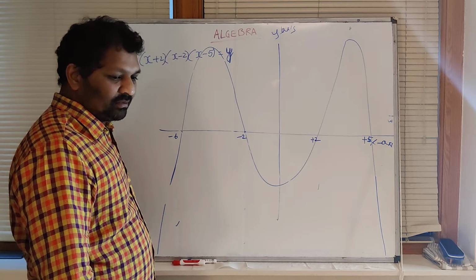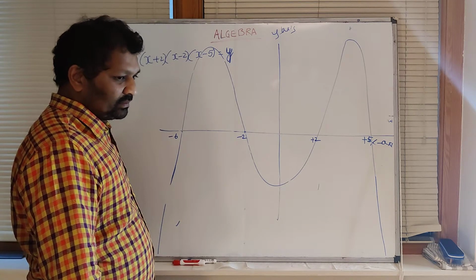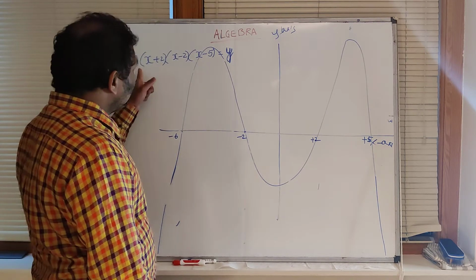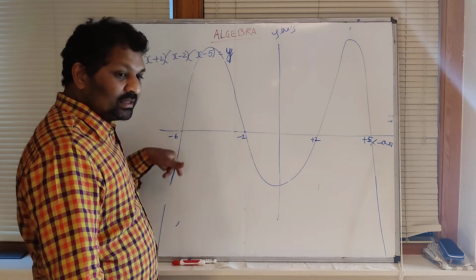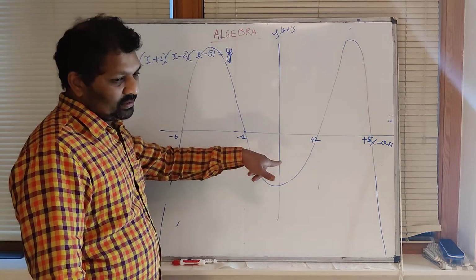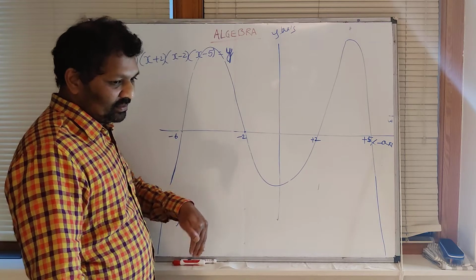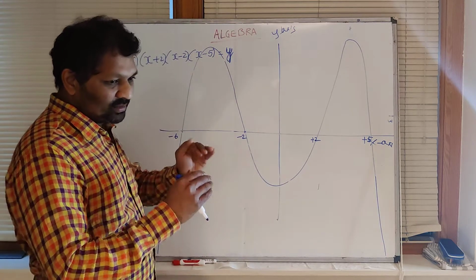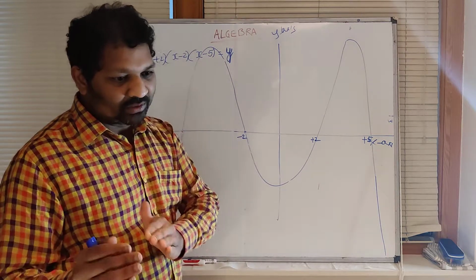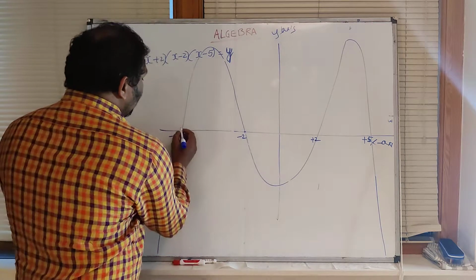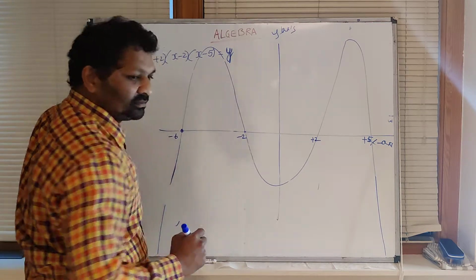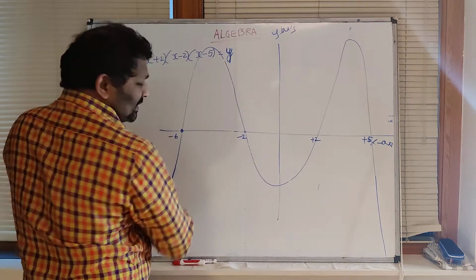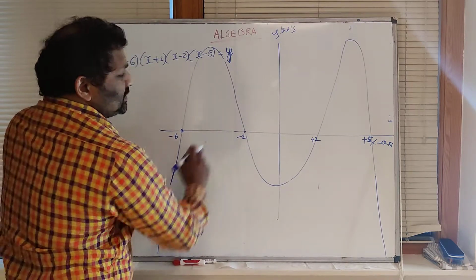Maximum factors it has. And that maximum power also represents how many roots it can have. What's the difference between a factor and a root? A root is the point at which it is meeting the x-axis. A factor is, for example, x plus 6 is a factor, x plus 2 is a factor.